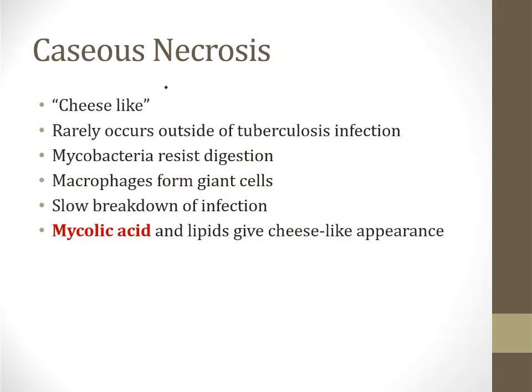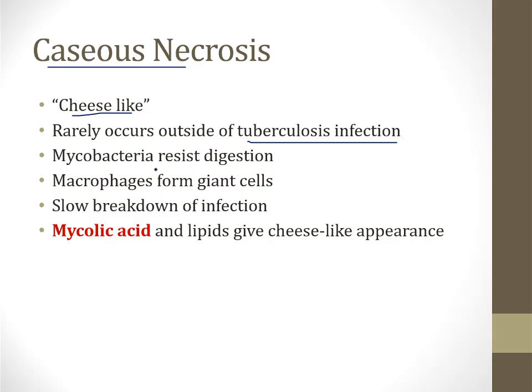So coagulative and liquefactive necrosis are the two main types of necrosis, but what I'm going to talk about now are some less common types that you generally see only in specific situations. And the first type is caseous necrosis. The word caseous means cheese-like, and that's because grossly this type of necrosis looks like cheese. I'll show you a picture of it in a minute. You rarely see this outside of a tuberculosis infection. Caseous necrosis is the classic finding in an organ that has been infected with Mycobacterium tuberculosis.